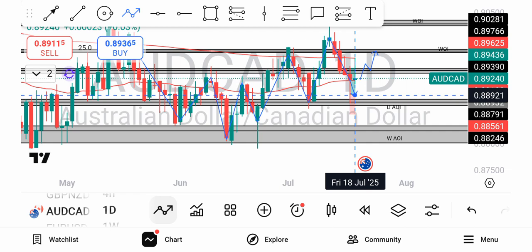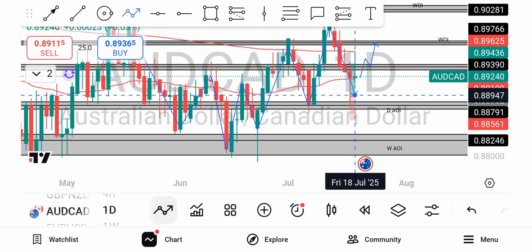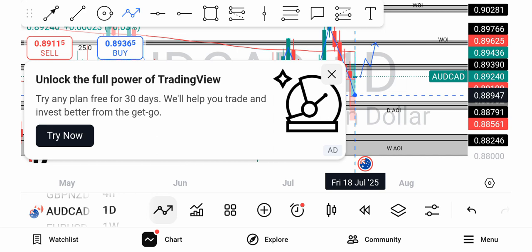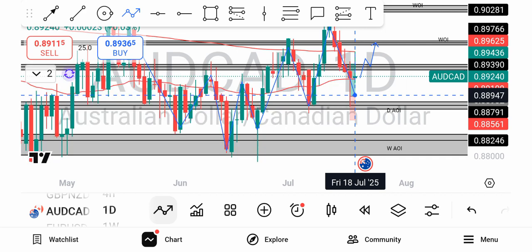So what we did is we waited for price to come at a certain zone, whether it's daily or weekly area of interest. So that's what we did. We waited.